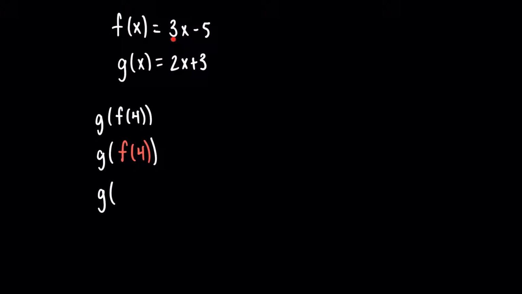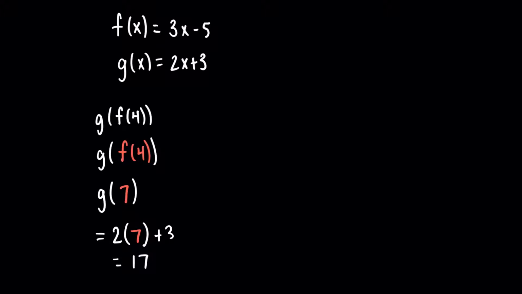So f tells me to triple it and then subtract 5. So if I want to triple 4 and subtract 5, triple 4, 3 times 4 would be 12, minus 5 would be 7. So really what we're doing here is g of 7. G of 7 is 2 times 7 plus 3, which is 14 plus 3 is 17.